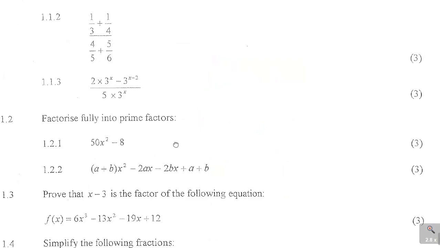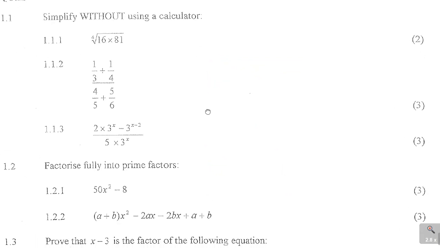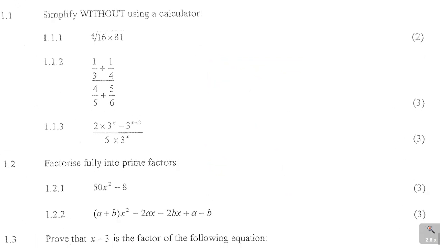The next question here is question 1.1.2. It says it's 3 marks, which is good. It says we need to simplify again without the use of a calculator.